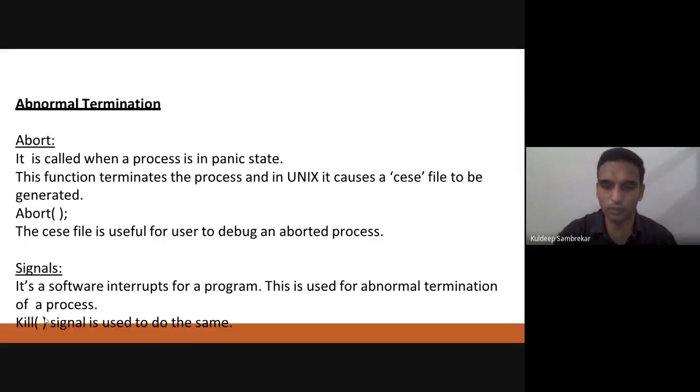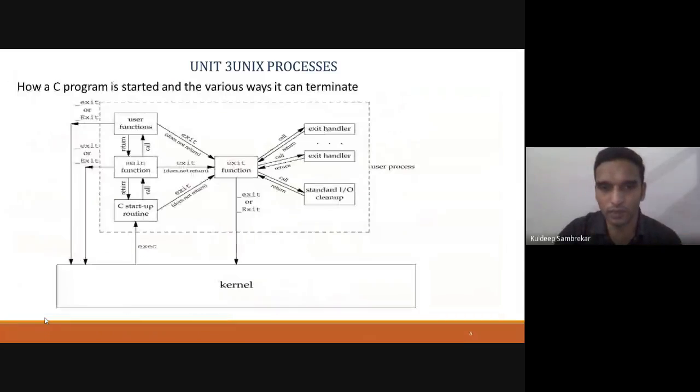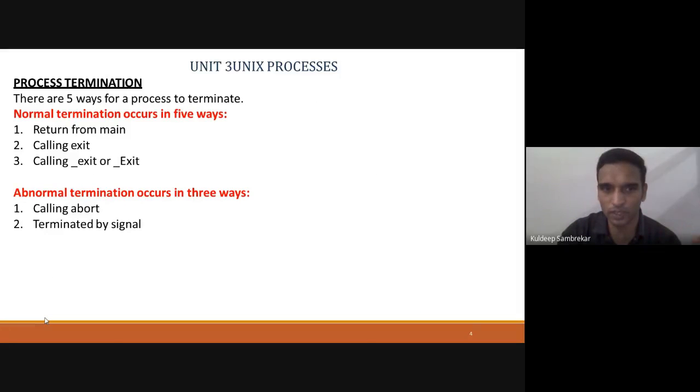There, the first and foremost thing is you should remember to explain this block diagram. And after that, I should tell which are the different ways of process termination. There are two ways: one is normal termination, another one is abnormal termination. Normal termination is calling main, calling exit, calling underscore exit. An abort function, that is abnormal termination, is calling abort.